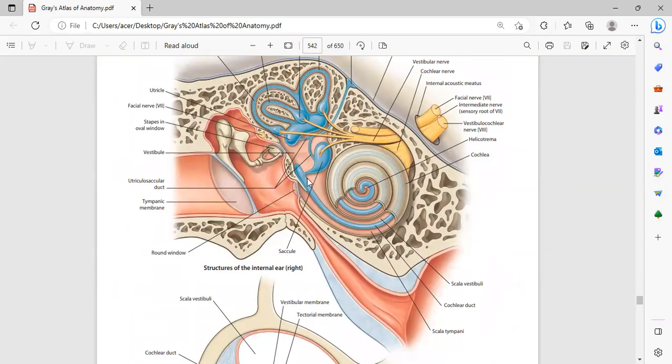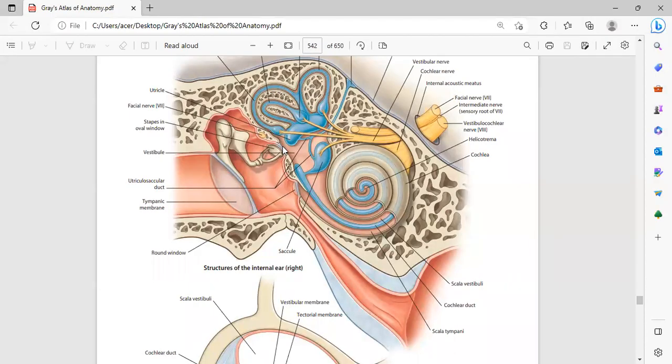The inner ear is divided into two regions, which we call the osseous labyrinth and the membranous labyrinth. This osseous labyrinth is basically a tube which is formed by connected cavities. You see these cavities in the bone, right? These are all connected to form the osseous labyrinth.